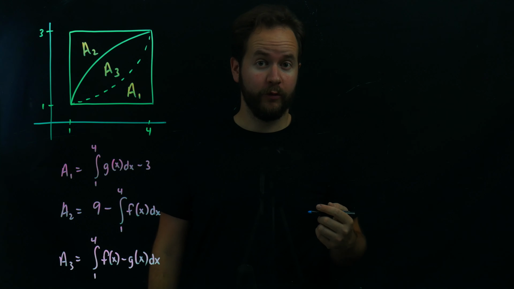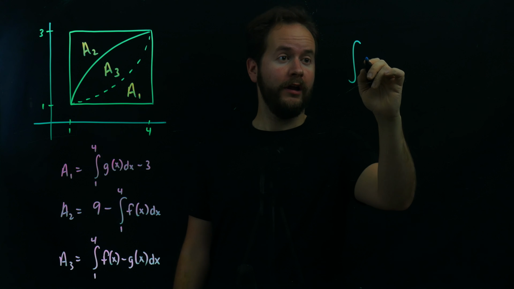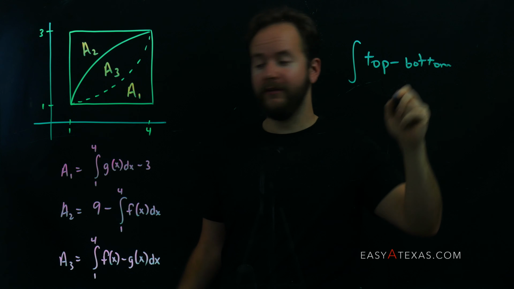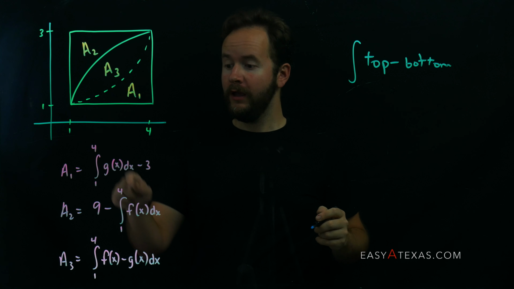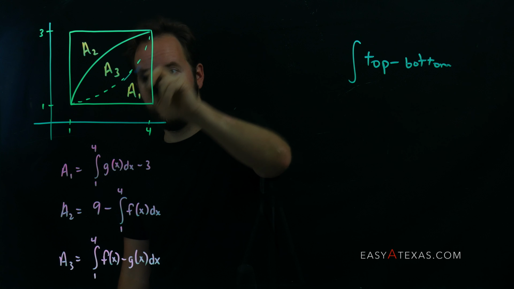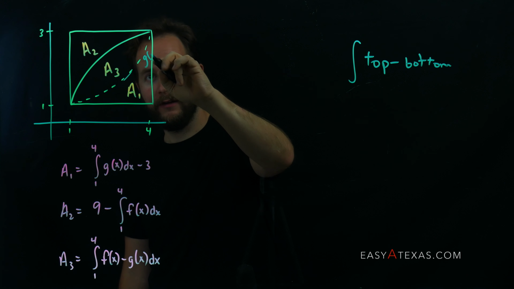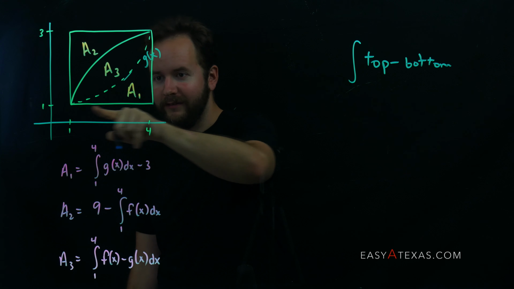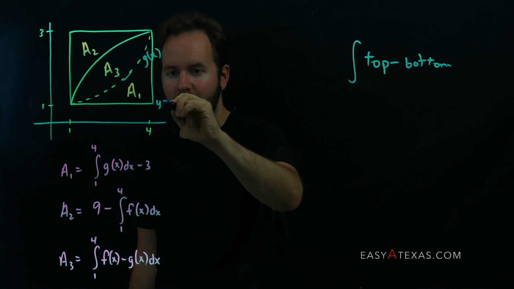In order to find the area between two curves, we just need the formula of the integral of top minus bottom. That's all we're going to be using to figure out whether these three statements are true or false. So here we're looking for the area A1. Note that A1 is given by this dotted line function, which is g of x, and the bottom part of that area is this line y equals 1. So I'm going to say y equals 1 there.